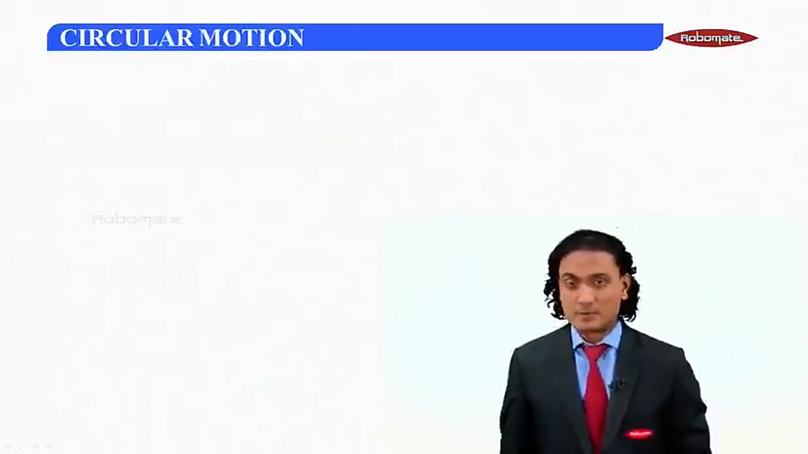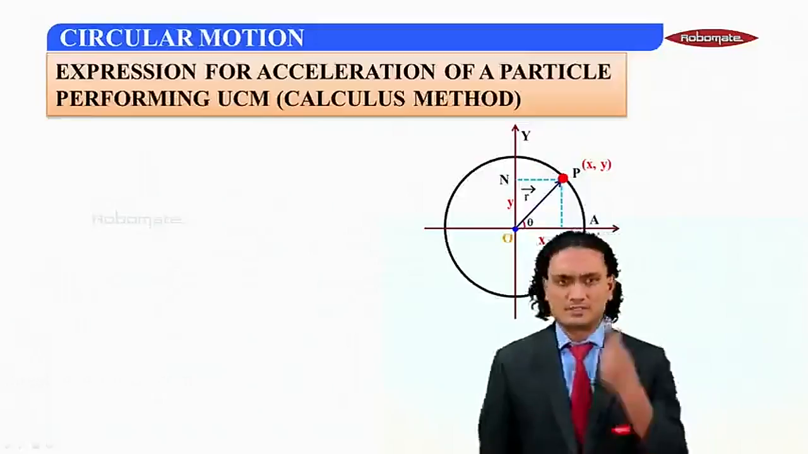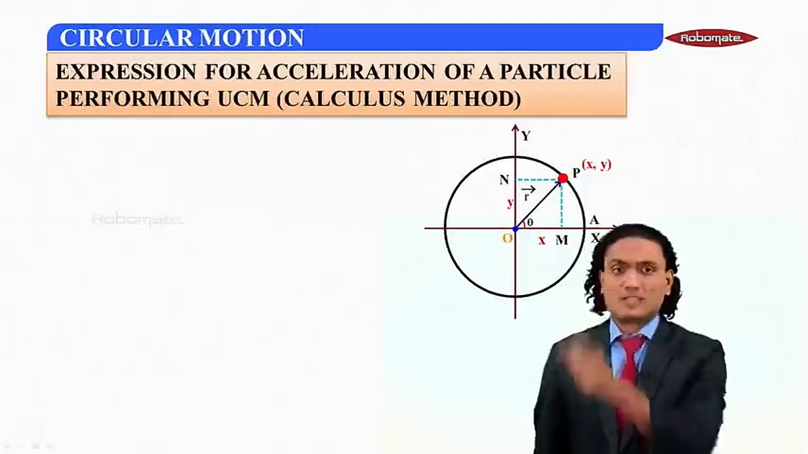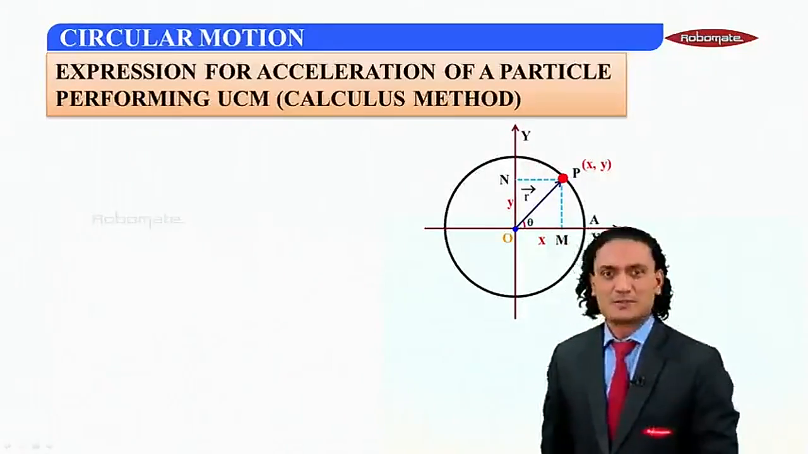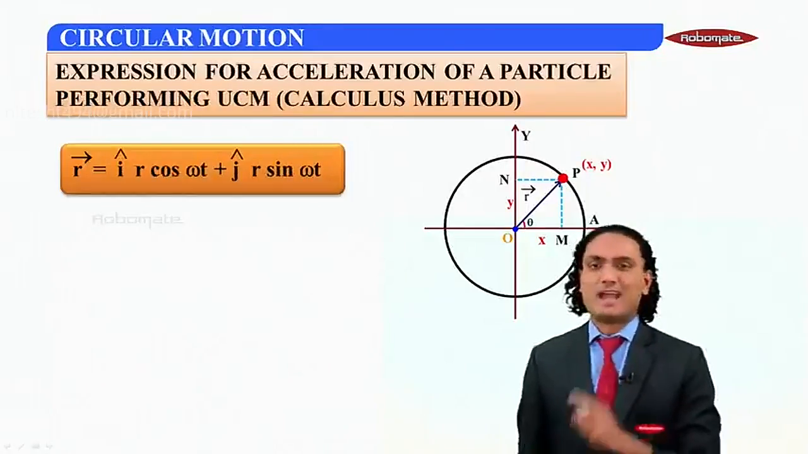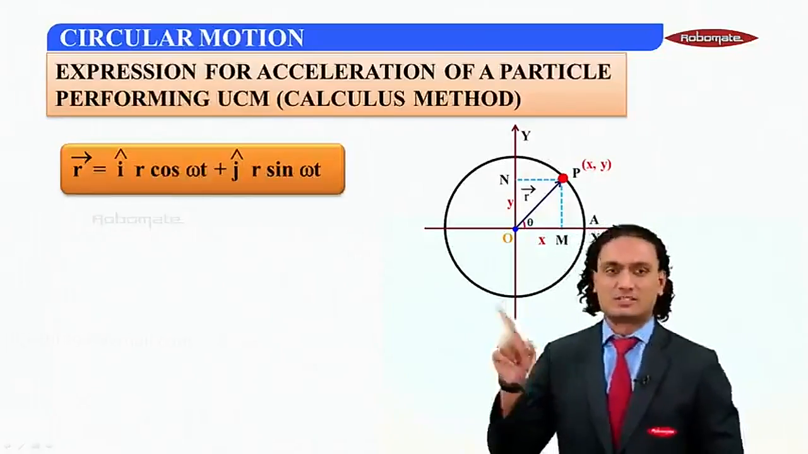Please pay attention. Now students, in the last module, you remember this diagram? Yes, this diagram is very important. And then we derived an expression for our radius vector. What is the expression for radius vector? Very good. The expression for radius vector R is nothing but i cap R cos omega t plus j cap R sin omega t. We saw this in the last module.